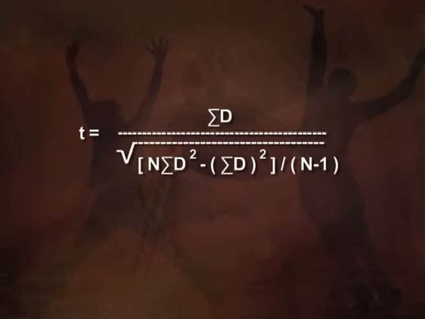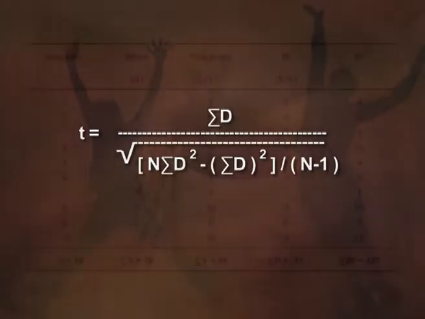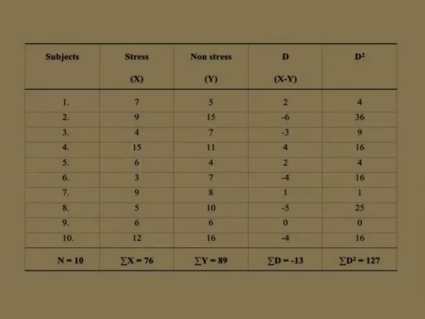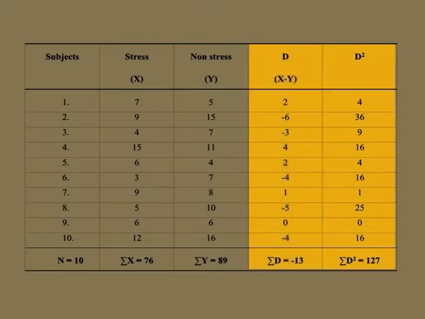The formula for calculating t-test for a dependent group design is equal to the sum total of difference between X and Y given by sigma d, divided by the square root of n into sigma d squared minus sigma d whole squared, divided by n minus 1. Please note that sigma d squared stands for sum total of the d squared column, while sigma d whole squared is the square of the sum total of the d column. Accordingly, we apply the formula to our problem.